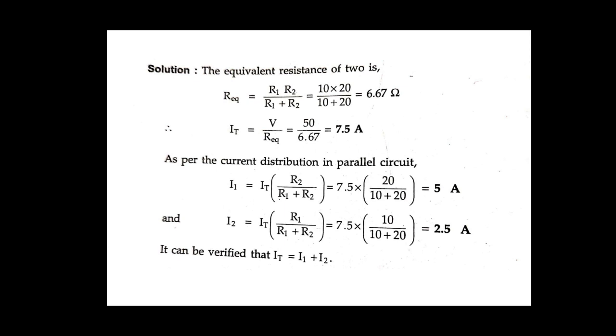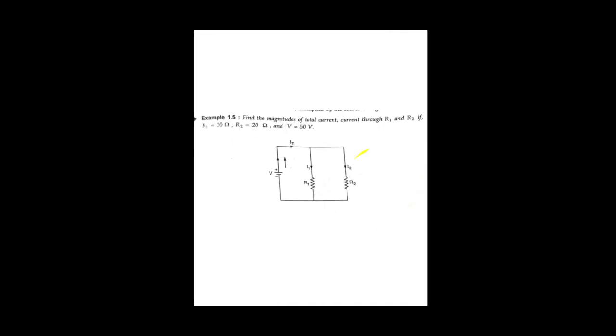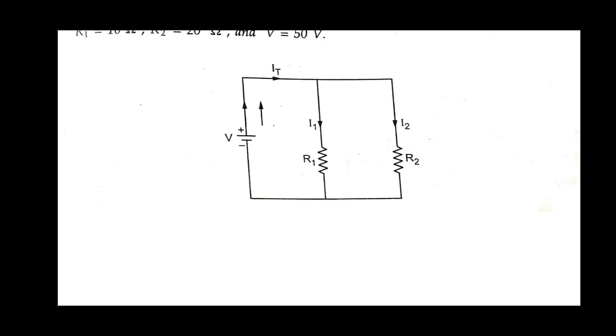Okay. Here you can apply the current distribution law, as I already said, for I1. How can you find I1? The total current IT, times the opposite resistance R2 upon the total resistance R1 plus R2. You just substitute the values of IT, R1 and R2. So the value of I1 is 5 ampere. Similarly, you can find the value of I2. The opposite resistance is what? R1 divided by R1 plus R2, multiplied by the total current IT.